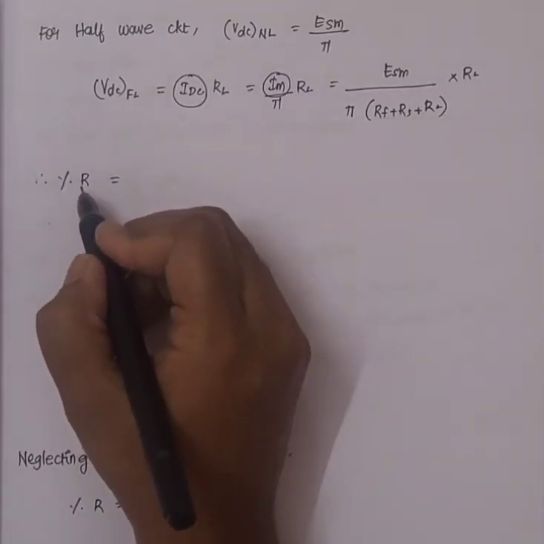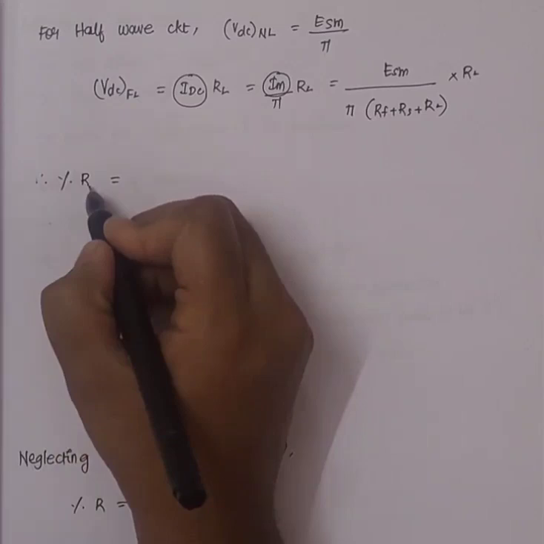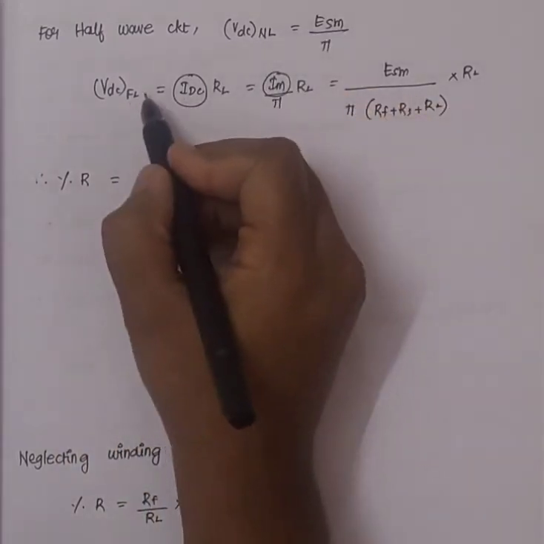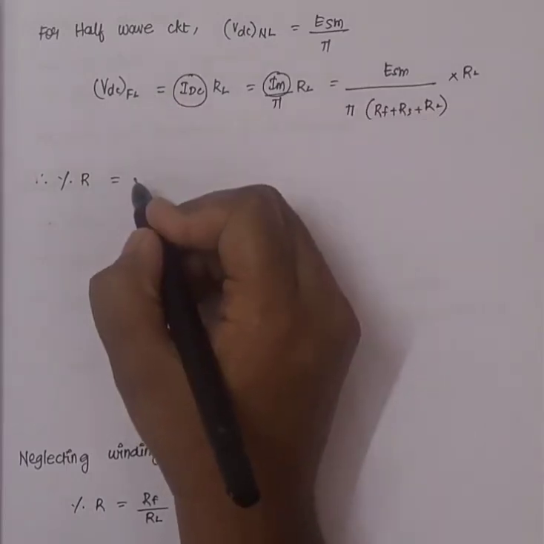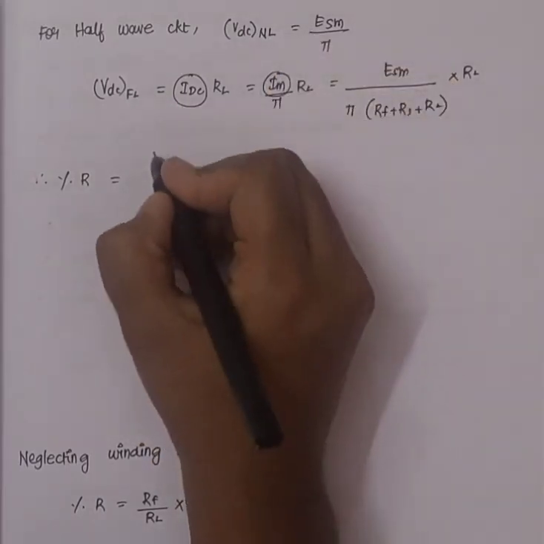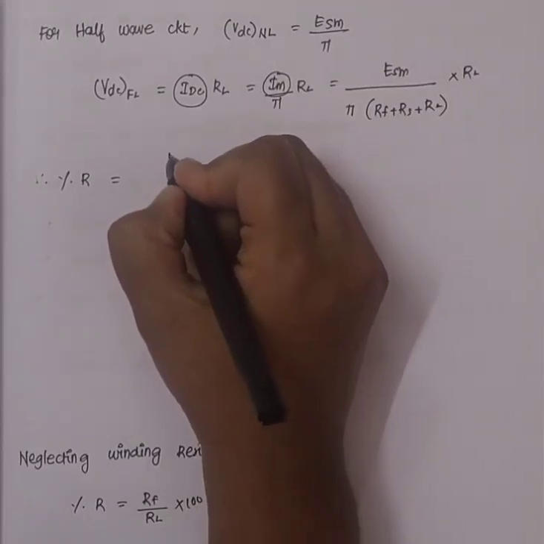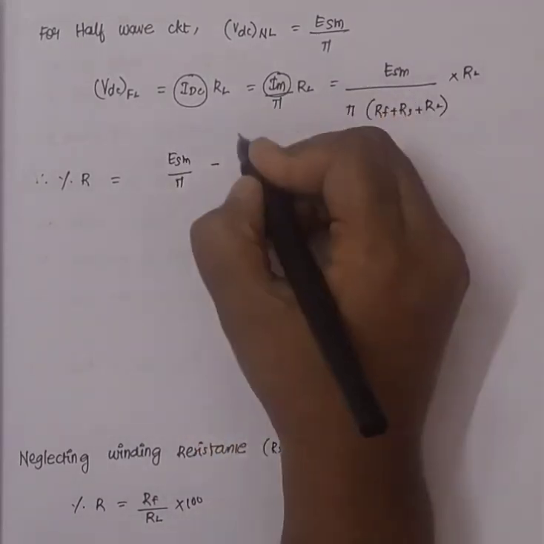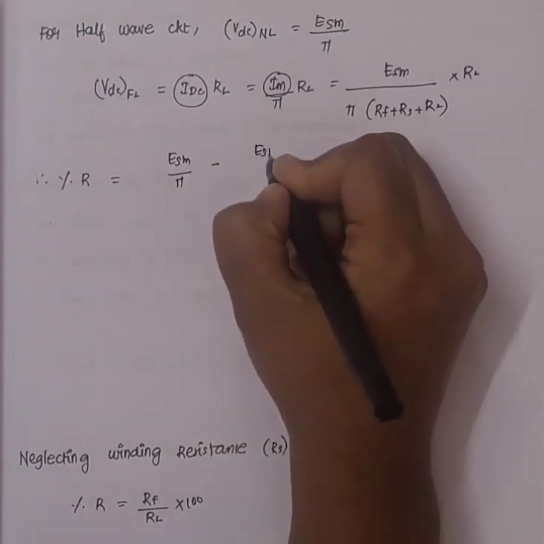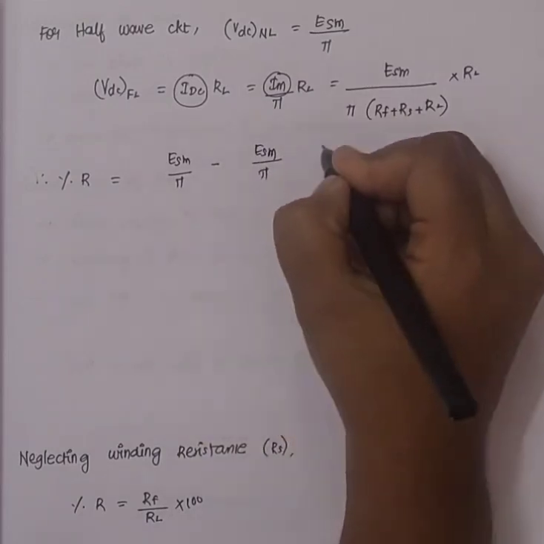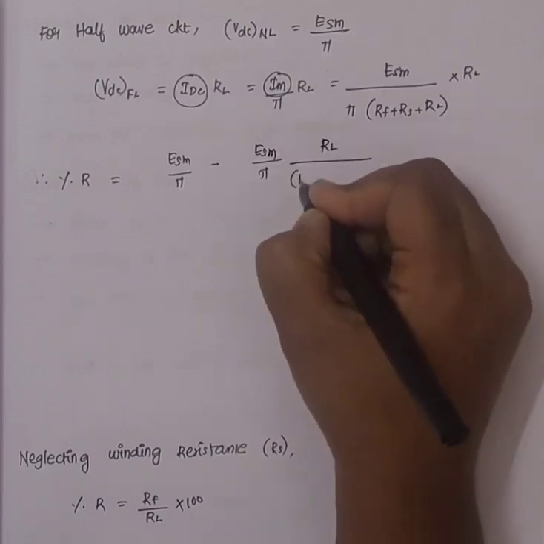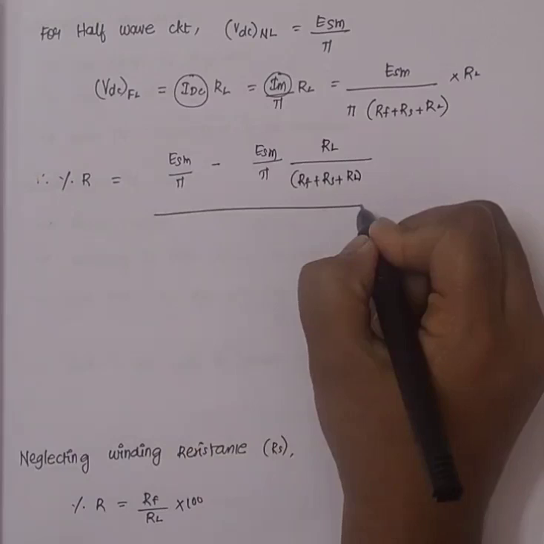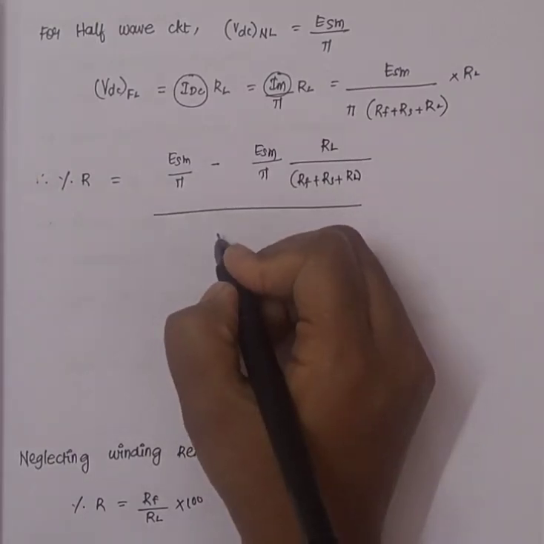Now we can calculate the percentage voltage regulation. We have got the value of VDC under no load condition and full load condition as well. Applying that, the initial value of VDC under no load condition is ESM divided by pi, minus under full load condition it is equal to ESM by pi into RL divided by RF plus RS plus RL, divided by the value of VDC under full load condition.